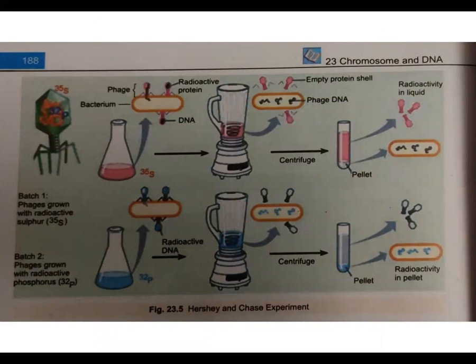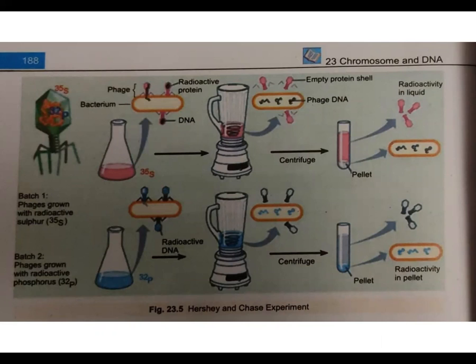This is an overview of what actually was done. So batch one is a diagram which shows the S35 which was labeled, and in batch two it was the DNA which was labeled. The DNA was labeled with P32, and the sulfur or protein coat was labeled with S35. Both these phages were then allowed to infect bacteria and grow inside a medium.